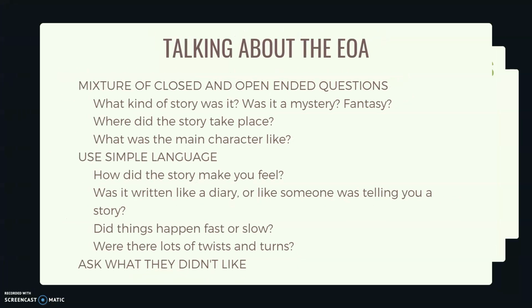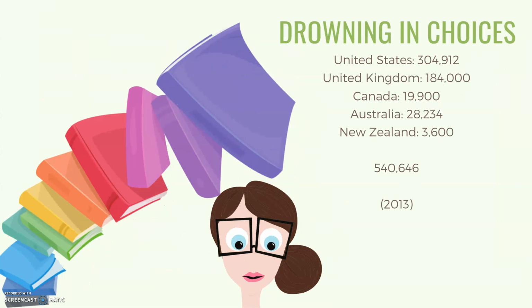Okay, so you have an idea of what would appeal to your reader. The challenge isn't over. Now you have to find them a title. So, according to Ingenta, the US published 304,912 books in 2013. That's just the US. The UK also published 184,000, Canada just under 20,000, and Australia just over 28,000, and New Zealand about 3,600.